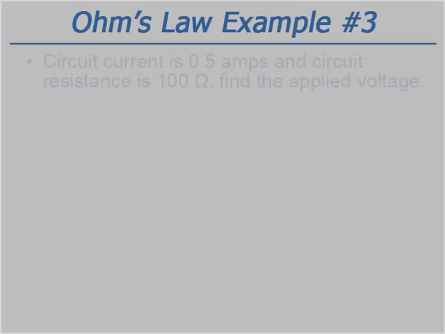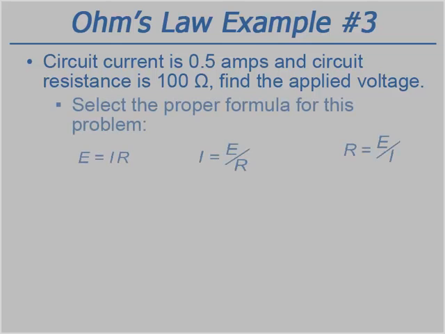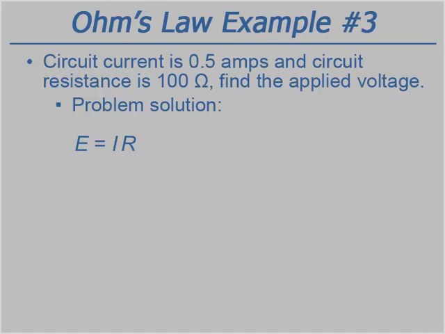For the third example, find the applied voltage for an electrical circuit which has a circuit current of 0.5 amps and a circuit resistance of 100 ohms. Select the proper formula to solve this problem. Since the electrical circuit's current and resistance are known, using the Ohm's law formula for voltage is correct.